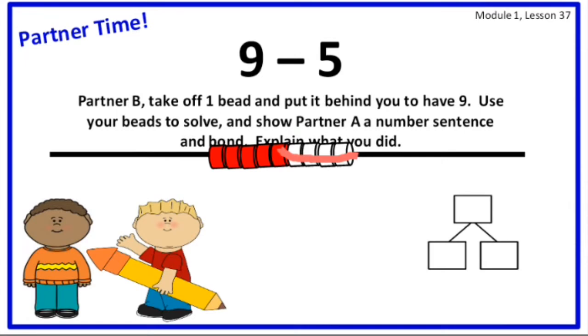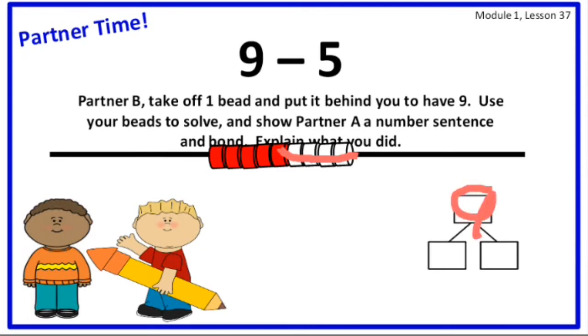I crossed out 4 white beads and I took 1 red bead to join them. Now, how many beads are left? Let's count. 1, 2, 3, 4. 4 beads left. Very good. So what's the number bond?